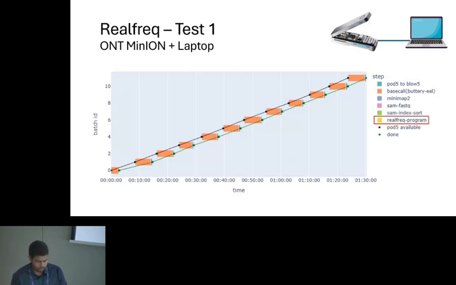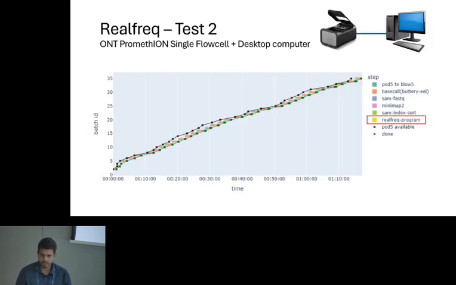So here are the tests we did. First one, we tested RealFreq connected to an ONT MinION sequencer connected to a laptop. The black line shows when a new batch is created, and the green line shows when it is processed. You can see that those two lines are staying together, which means that RealFreq can keep up with the output rate of MinION. We did the same experiment using a PromethION single flow cell connected to a desktop computer, and we can see RealFreq can keep up with the output rate of that.